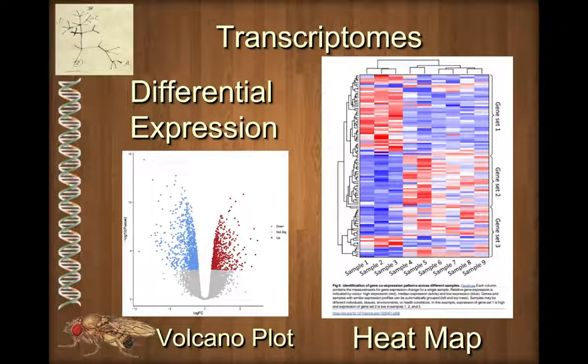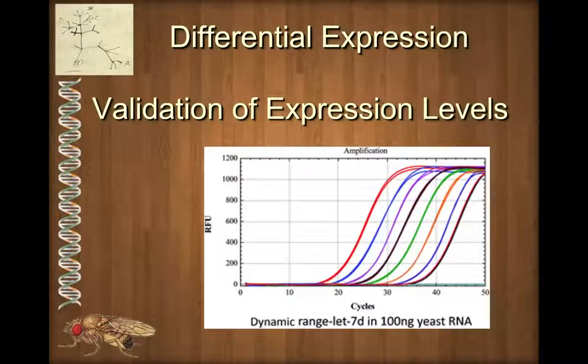But what we can do is verify, let's say, these 100 genes that are downregulated and the 100 genes that are upregulated. Maybe we'd like to independently verify that, yes, that's an accurate measurement. They really are either up or downregulated. So what we could do is validate that expression using an independent methodology. And the most common methodology that is used is qPCR.